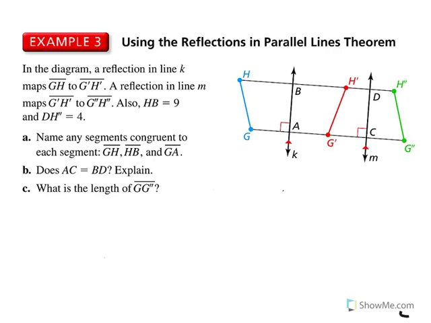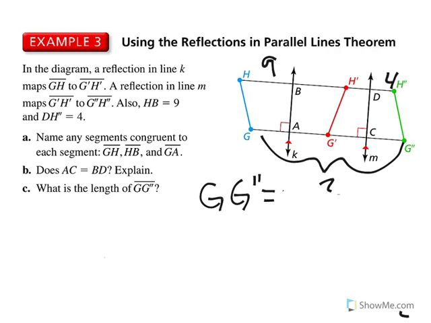So for this last one, what is the length of G double prime? So I'm looking for my G double prime length. I would want to label what I know. So I know up here that HB is 9. I know that DH, or DH double prime, is 4. And I'm looking for G double prime, this total length here.